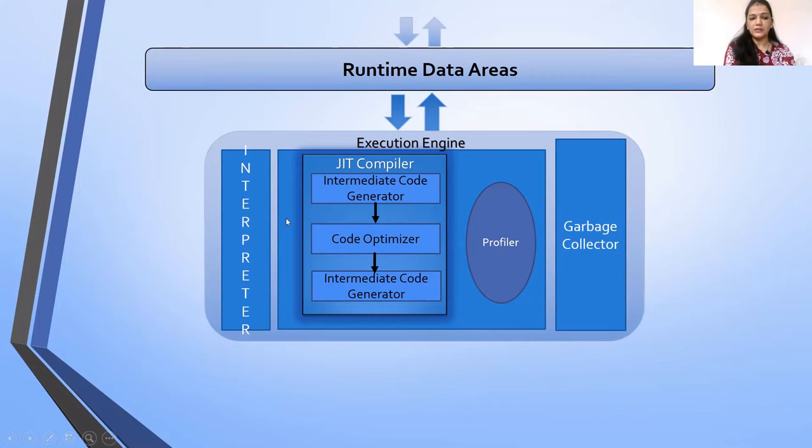In the JIT compiler, the first part is the intermediate code generator, which produces the intermediate code. The second part is the code optimizer, which is responsible for the code optimization. The third part is the target code generator, which is responsible for generating the machine code, which is also called native code.